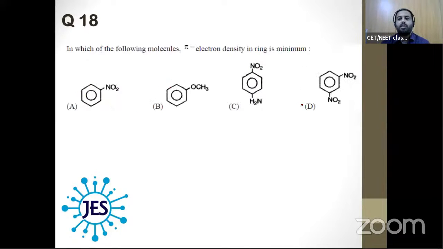Question number 18. In which of the following molecules is the pi electron density in the ring minimum?